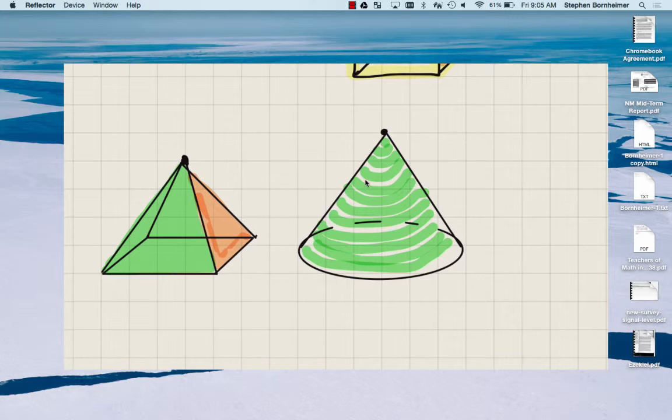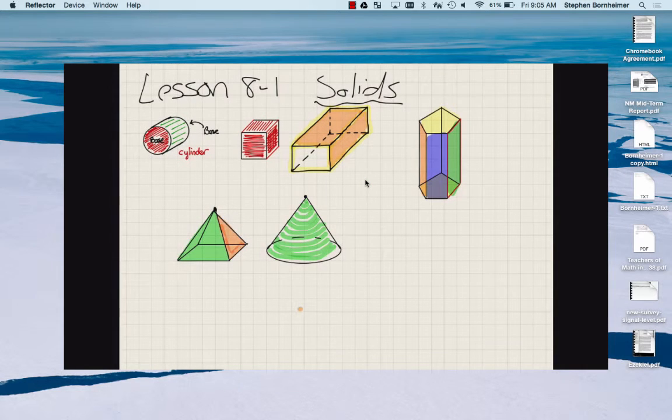Okay, my cone looks like a dunce cap. Yeah, that's kind of what I wish it looked like. No, like a dunce cone. Okay. Put it that way.